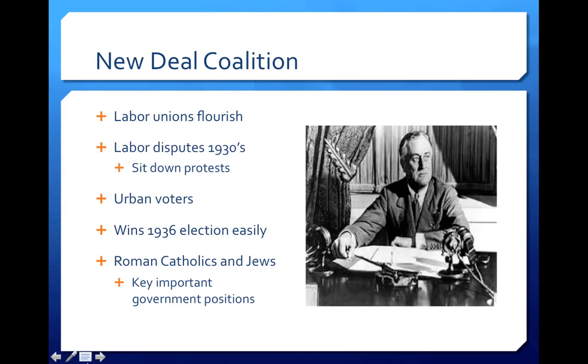Urban voters also helped FDR win the election in 1936. President Roosevelt carried the majority of the vote in the nation's 12 largest cities. During this time also, he appointed many officials of urban immigrant backgrounds, particularly Roman Catholics and Jews, to important government positions.